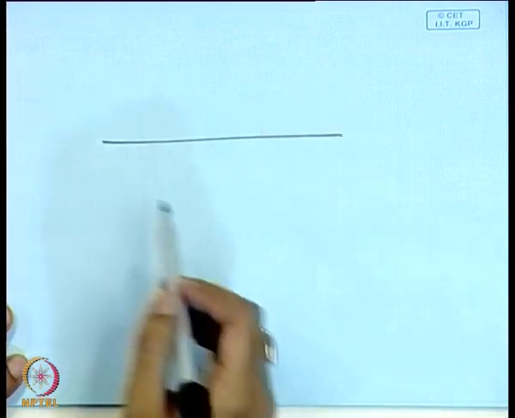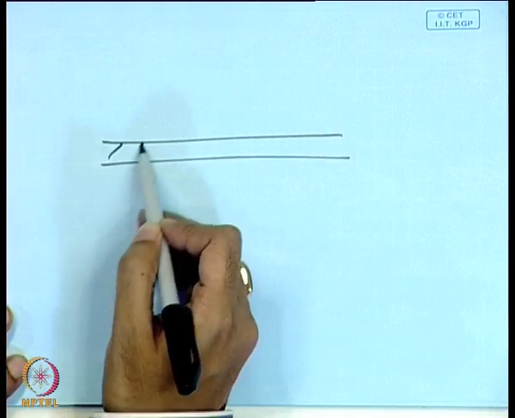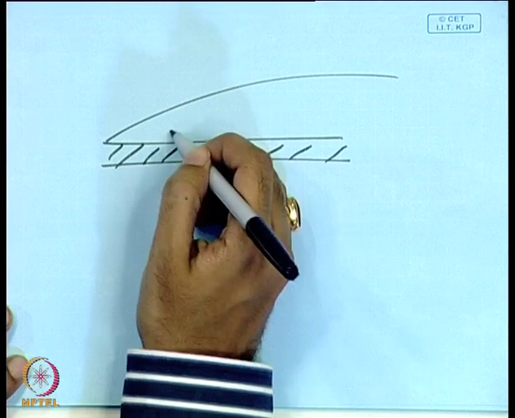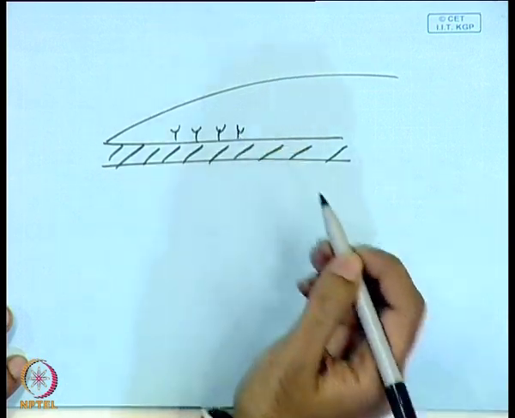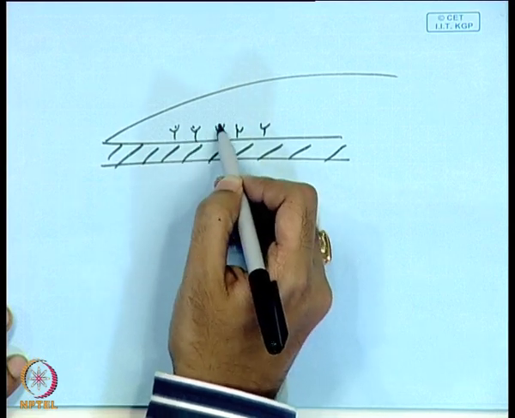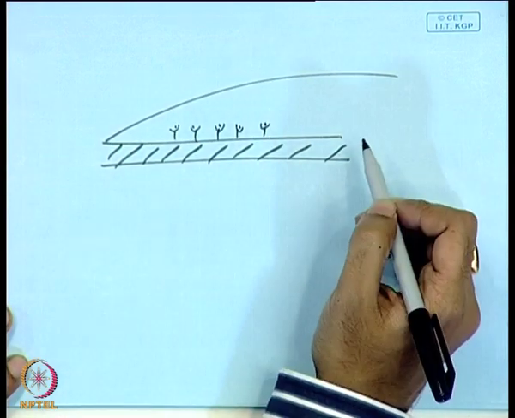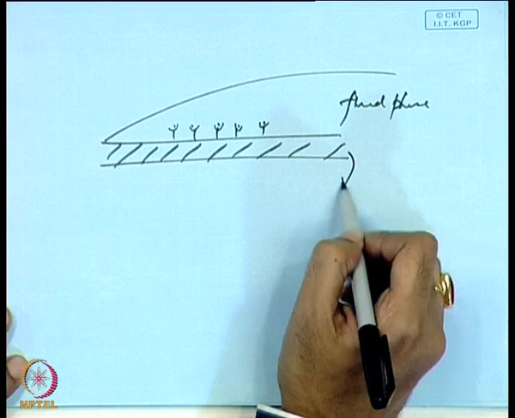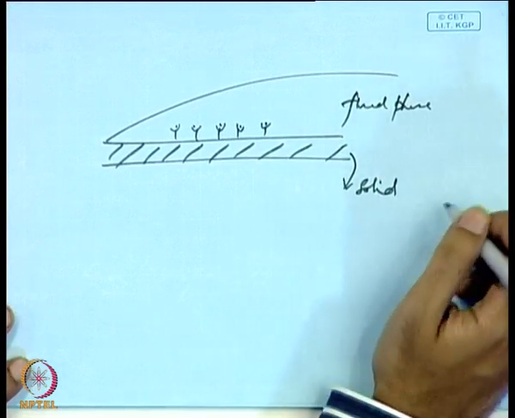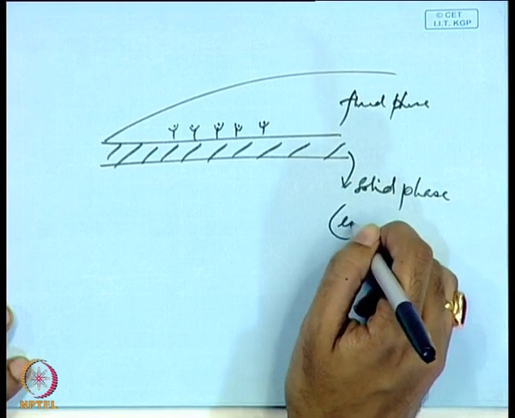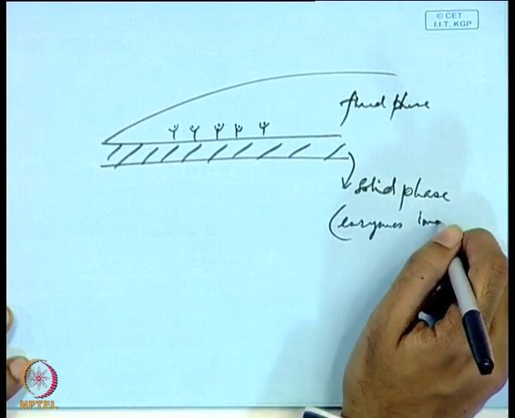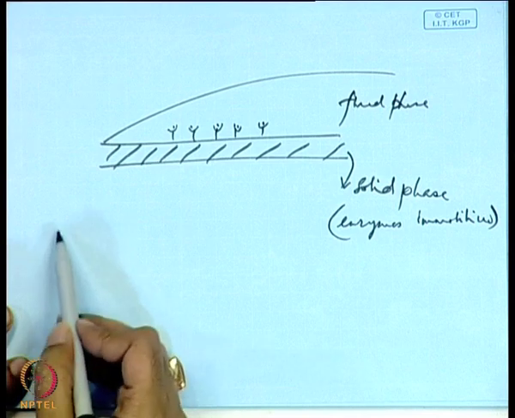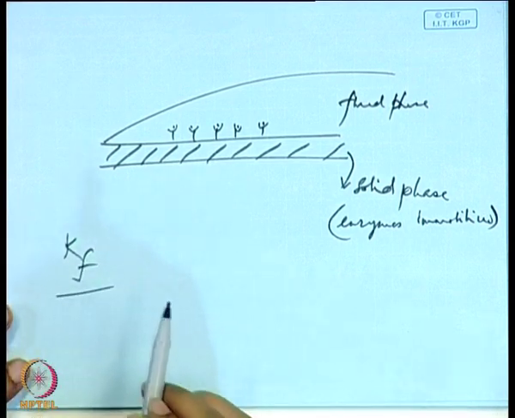If I am to remind you, we had a flat plate like this, and there is a boundary layer, say, and these enzymes are on receptors that are bound to the surface, because this is a fluid phase and this is a solid phase on which the enzymes are immobilized. So, what happens is there is a transfer between the fluid and the solid phase, and that mass transfer coefficient was referred to as Kf.